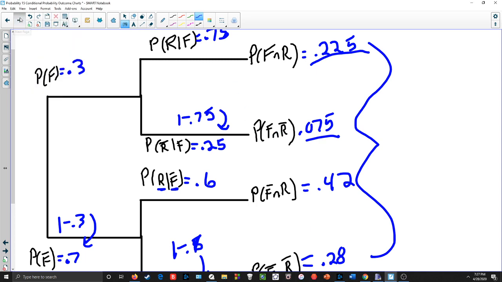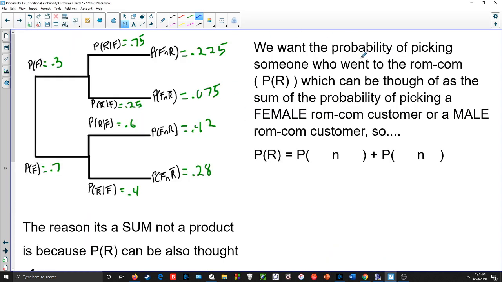So let's try to answer the question now. We want the probability of picking somebody who saw the romantic comedy, so P of R. So you can think of this as the sum of picking a female rom-com customer or a male rom-com customer, because that's basically what the probability of picking a romantic comedy person is, right? Those are the only 2 options for a romantic comedy result. You either pick a female that saw a romantic comedy or a male that saw a romantic comedy. Those are the only 2 possible, what we call subsets of that probability.